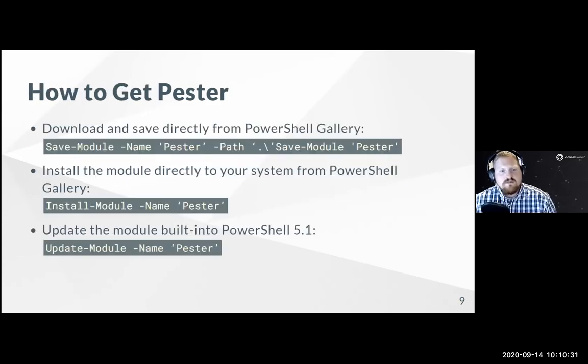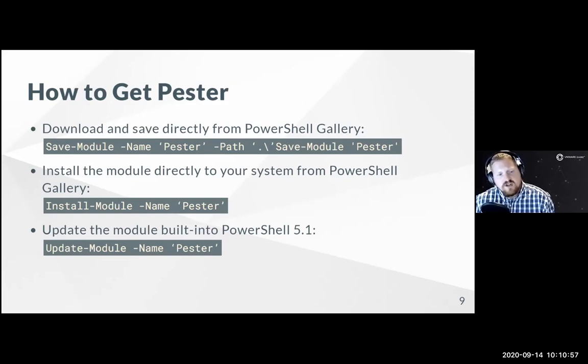So here's how you can get Pester. There's a couple of different ways you can do it. You can download and save the module directly from the PowerShell gallery using the code that I'm showing here on the screen. You can install the module directly on your system from the PowerShell gallery by using just the Install-Module cmdlet, or you can update the built-in module that's in PowerShell 5.1 to whatever the latest version is.